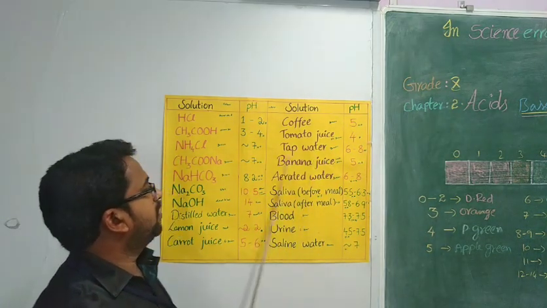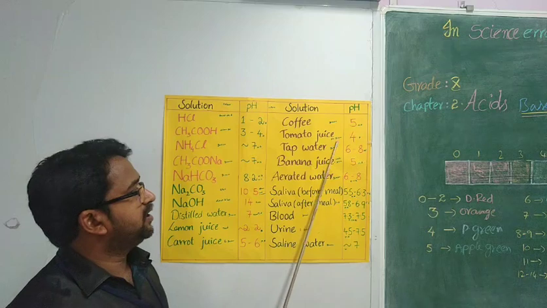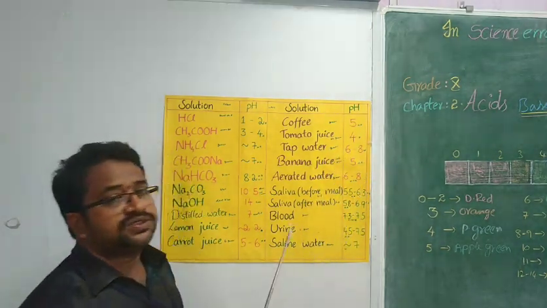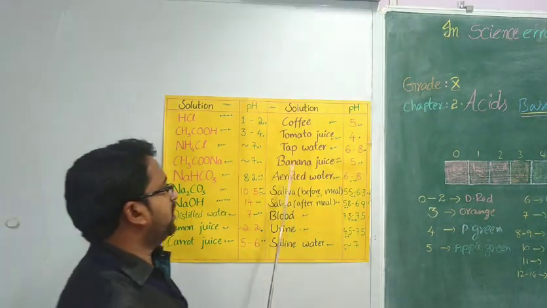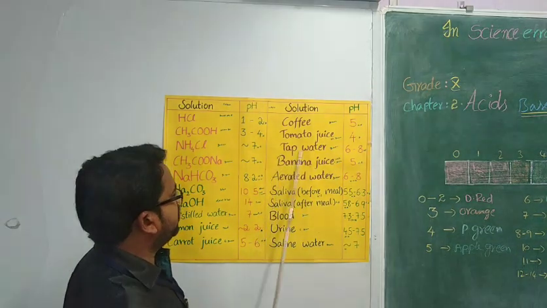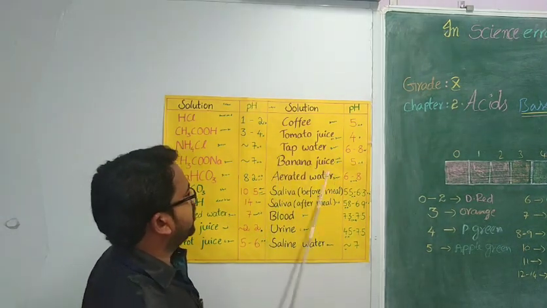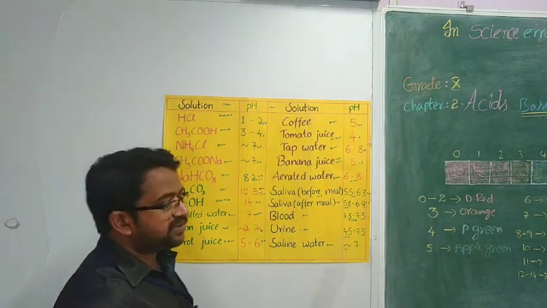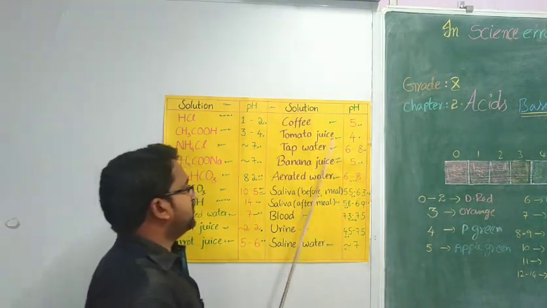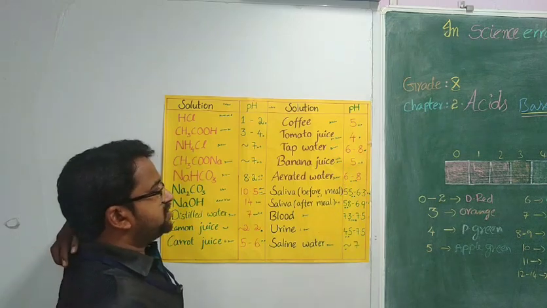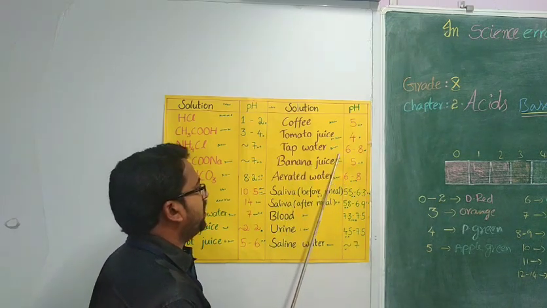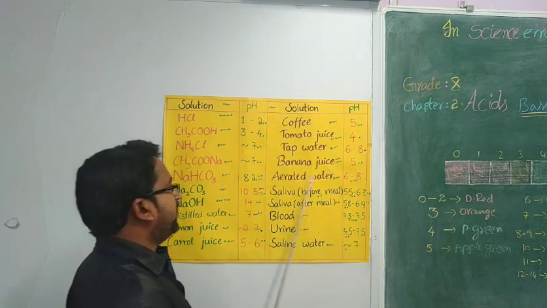Tap water is also going to appear green in color and the pH range is 6 to 8. Then banana juice. This color is important for us. In banana juice, the pH indicator is apple green. It is also mild acidic in nature and the pH value is 5. Understood? So here the color is important: apple green.